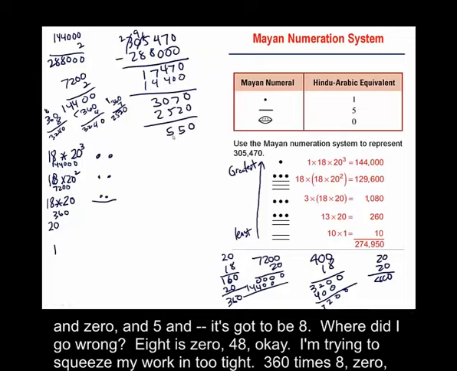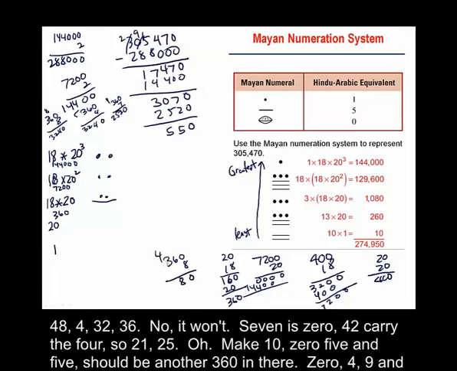it's got to be 8 then. Where did I go wrong? 8 is 0, 48. Okay, I'm trying to squeeze my work in too tight. 360 times 8, 0, 48, 8, 16, 4, 32, 36. No, it won't. 7 is 0, 42, carry the 4, and 21, 25. Oh, that's 2 to make 10. 0, 5, and 5. Should be another 360 in there.